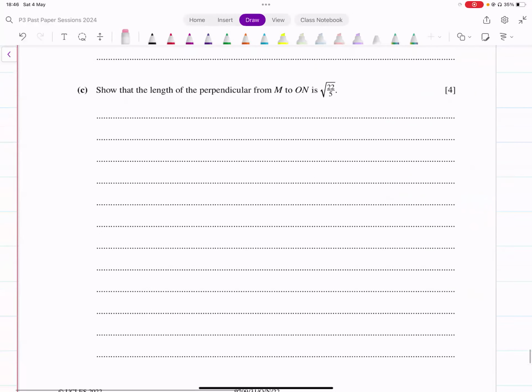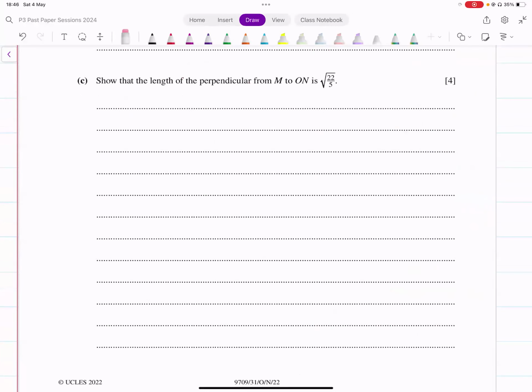Now it says, show that the length of the perpendicular from M to ON is root 22 over 5. Perpendicular distance from a point to a line. From a point to a line. Remember the method for that? You just have to apply that standard method, and that will give you the result. Okay. Now, what do you need for that? You need the position vector of the point M. Do we have that? OM.